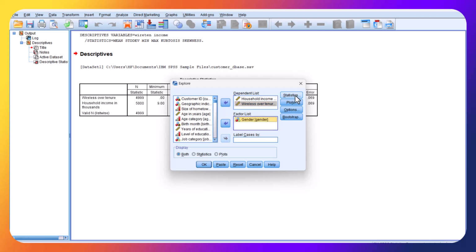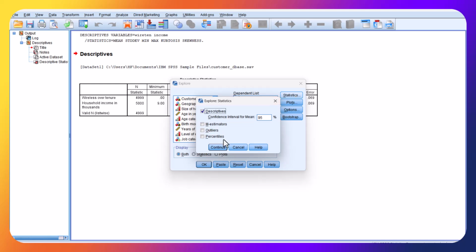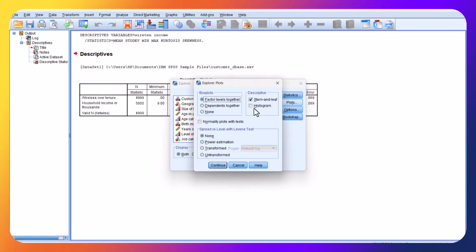Then go to Statistics, click on Descriptive Statistics. It's going to give us all these values we got earlier. Like I said, you can click on outliers as well. Then go to Plots. I don't want a stem-and-leaf plot. I want a histogram showing us the distribution of our data sets. I want a normality plot with tests. Test of normality is basically going to give us a Shapiro-Wilk test and a Kolmogorov-Smirnov test.